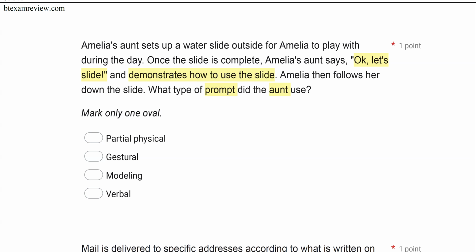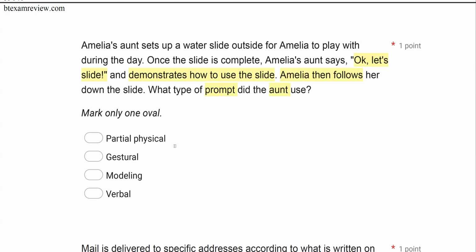Why is that the prompt? Because the SD is "Okay, let's slide." The response is Amelia followed her down the slide. Demonstrating how to use the slide came in between our SD and our response. And so if Amelia's aunt demonstrated how to use the slide as the prompt, what type of prompt is that? A partial physical? Well, with any sort of physical prompt, there has to be some sort of physical contact between the teacher and the learner. Amelia's aunt did not physically prompt Amelia.